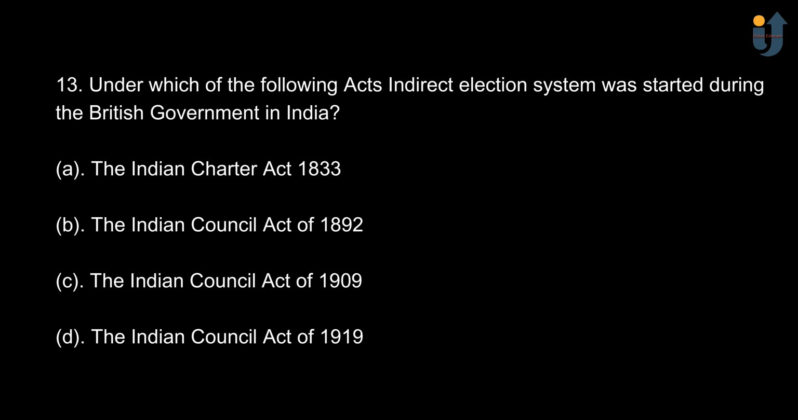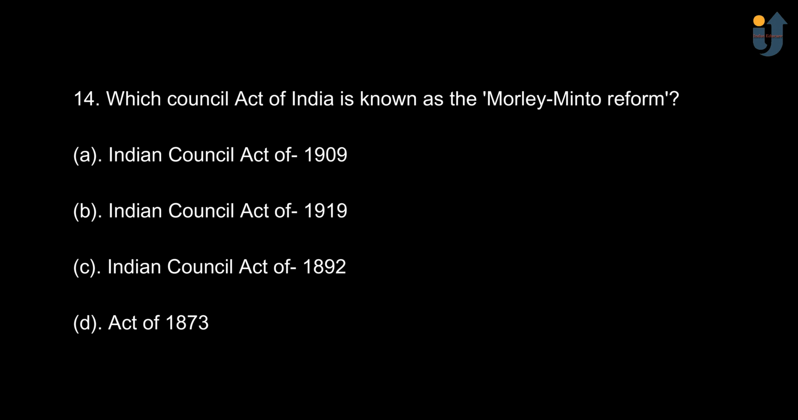Option B, the Indian Council Act of 1892. Option C, the Indian Council Act of 1909. And option D, the Indian Council Act of 1919. The correct option is option B, the Indian Council Act of 1892. Next, which Council Act of India is known as the Morley-Minto reform? Option A, Indian Council Act of 1909.